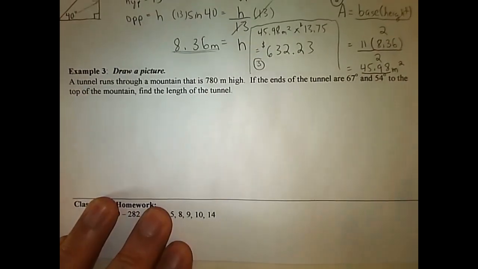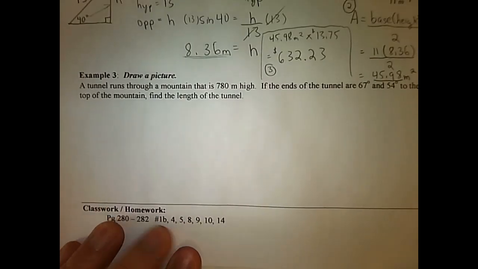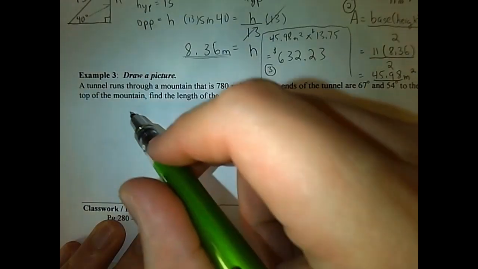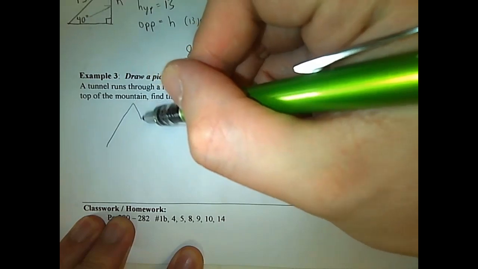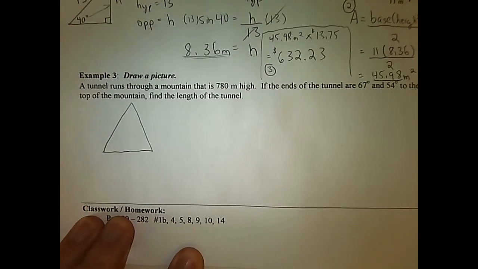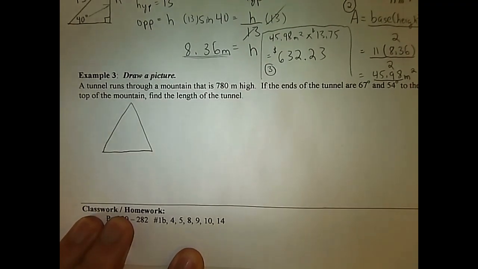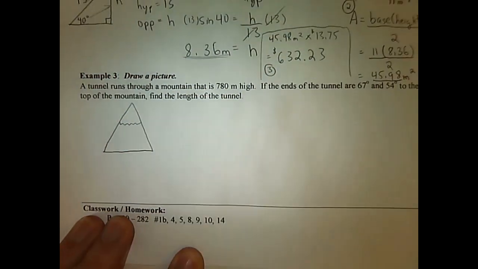A tunnel runs through a mountain that is this many meters high. So let's draw a mountain. How can you draw a mountain? Well, I said as long as you can draw lines and shapes, you can draw anything for this course. So here's my mountain, like that. And if you're saying, oh, that doesn't look like a mountain, that looks like a triangle, there, now it's a mountain. A little bit of snow there.